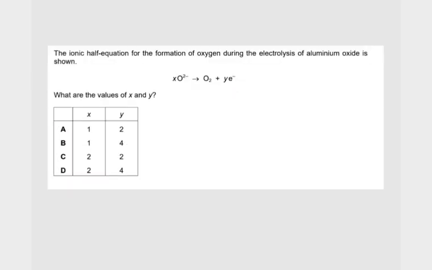The ionic half equation for the formation of oxygen during the electrolysis of aluminum oxide is shown: XO2- gives O2 plus Y e-. What are the values of X and Y? So they're asking us to balance the equation. There are two oxygens on the right hand side, so you have to give a 2 here. So X has to be 2, so you can rule out the first two options, A and B. Now 1 O2- will produce 2 electrons, so 2 O2- will produce 4 electrons. So this is the correct option.